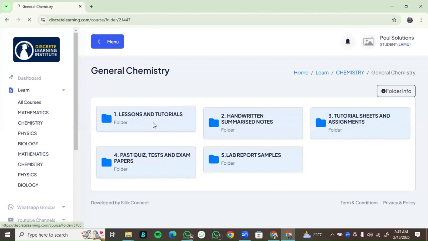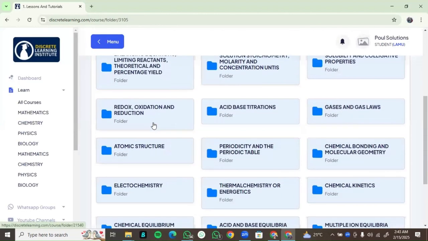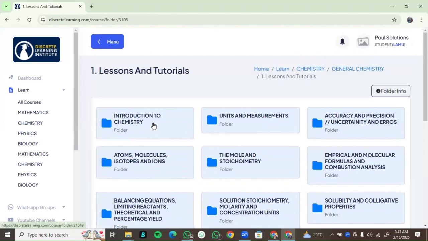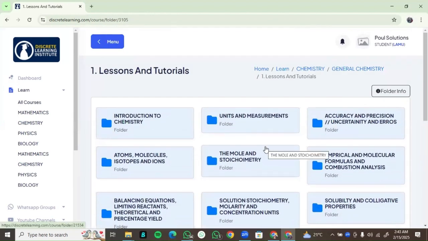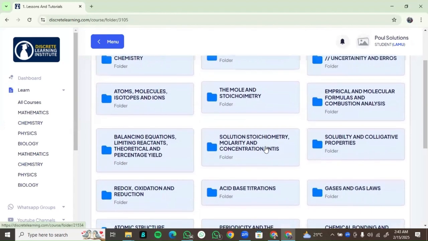If you want, you can go to lessons and tutorials, where we have listed all the topics that you can find in chemistry, from introduction to chemistry to organic chemistry. If you want to learn any topic, you can just choose whichever folder you want, depending on what you want to learn, of course.